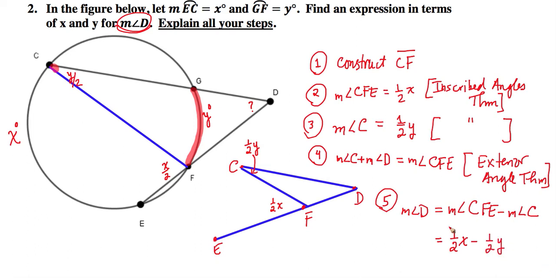And so we've completed our problem here. We've answered everything in terms of x and y, and we can actually simplify this a little bit. We can say that this is x minus y over 2. So, that about captures it for this problem.